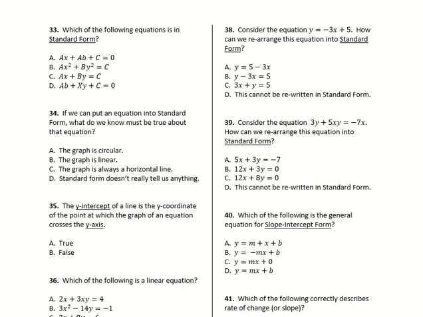39. Consider the equation 3y + 5xy = -7x. How can we rearrange this equation into standard form? A, 5x + 3y = -7. B, 12x + 3y = 0. C, 12x + 8y = 0. D, this cannot be rewritten in standard form.